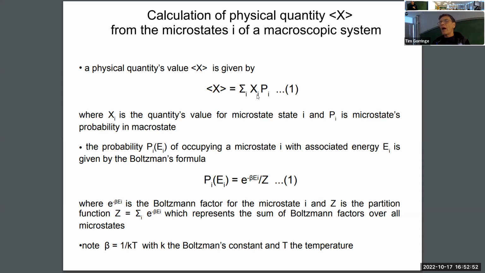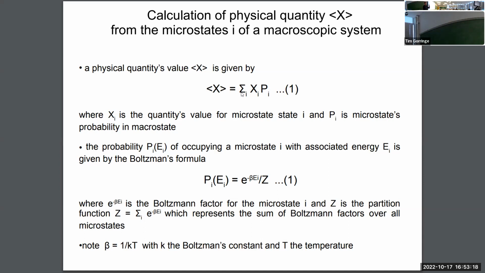And so x_i, that's the value of, say, the internal energy for a particular microstate. And p_i is the probability of having that particular microstate. And then we're just adding this up for all the microstates of the macrostate. So I would just think of this as kind of like averaging.